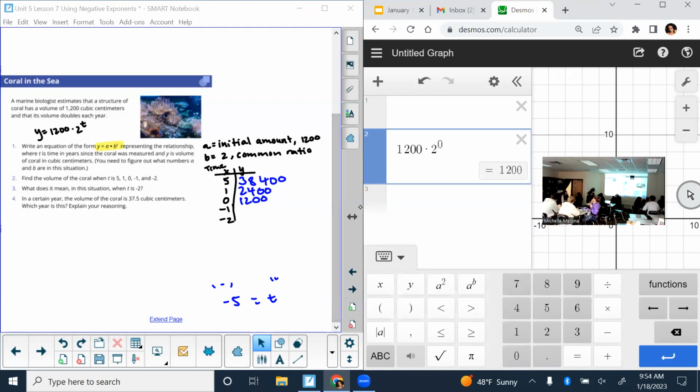Table 6. What's the y when x is -1? Is it -600? Positive. All right. I don't think we can have a negative volume, so that's one indicator. But yeah, that's how you would put it in your calculator. Table 7. What is the y when x is -2? 300 is correct. Just to show you, this is what it looks like. 300. Questions?